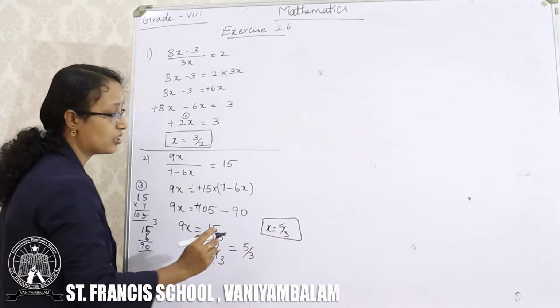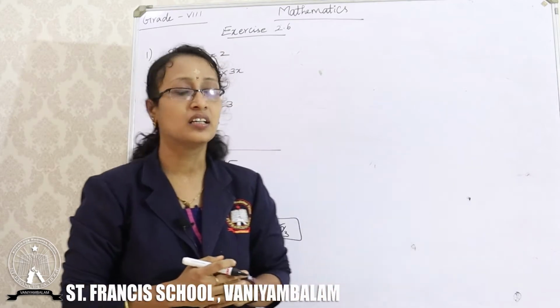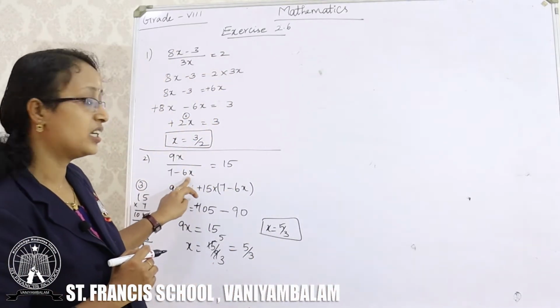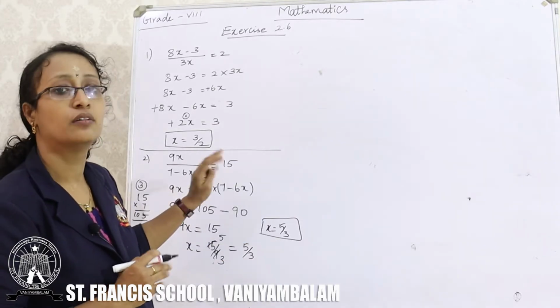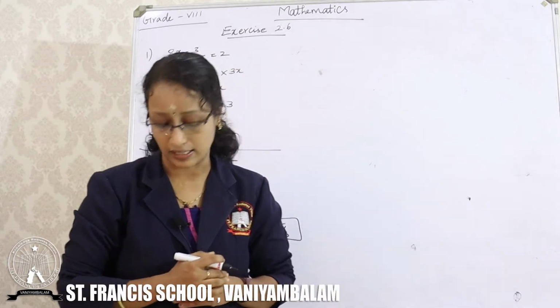You can check whether your answer is correct or not by substituting the value of x in the given equation. If you substitute 5 by 3 here, and in the denominator also, you should get 15. Then your answer is correct. The value for x is correct.